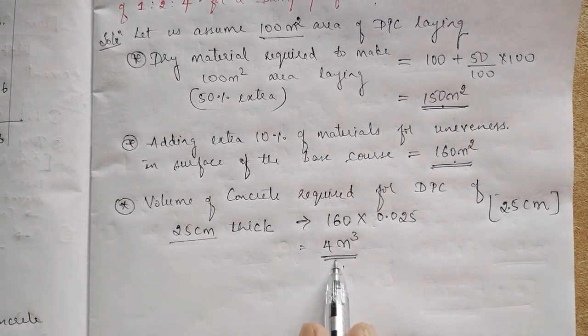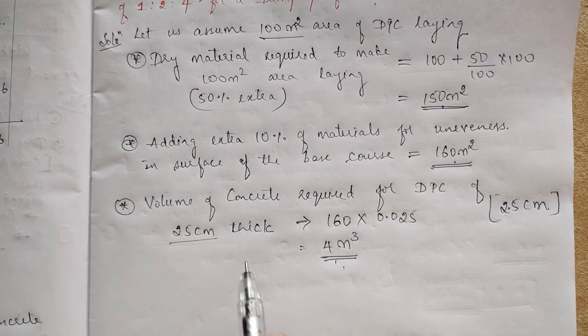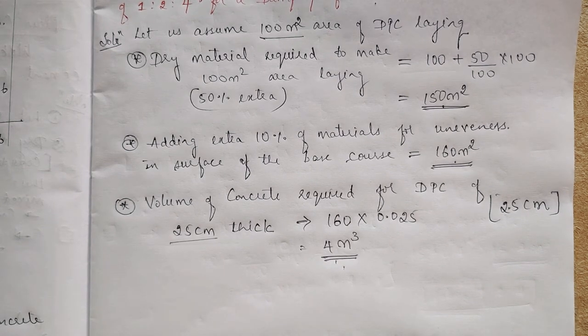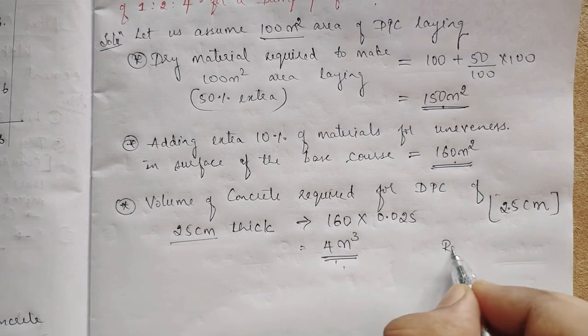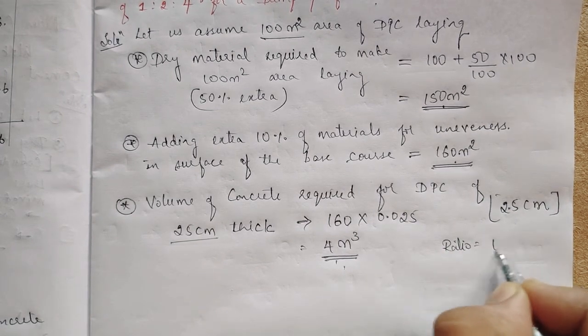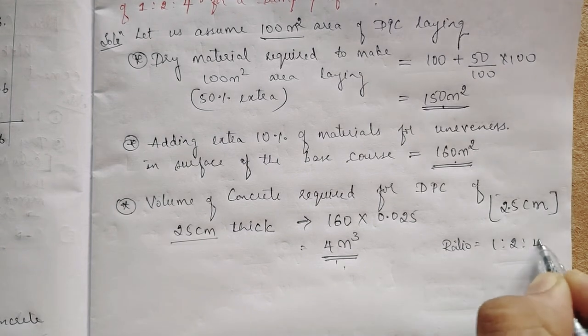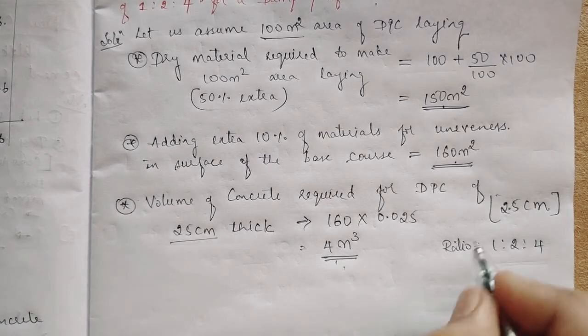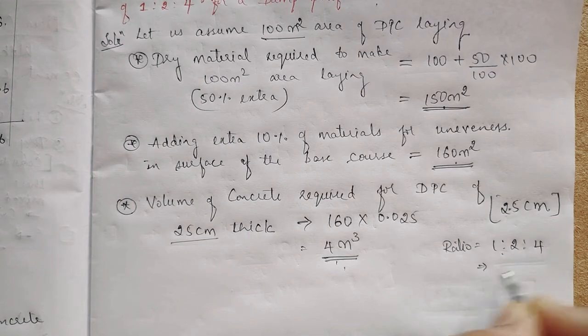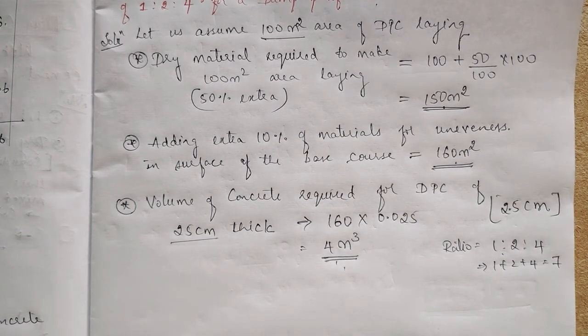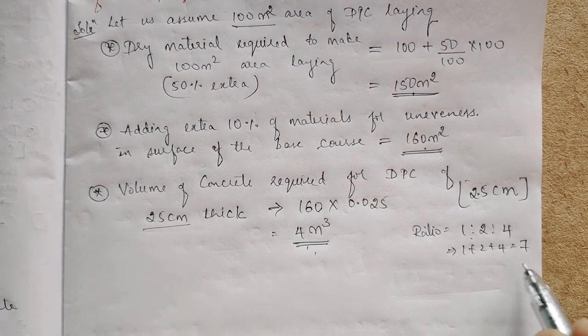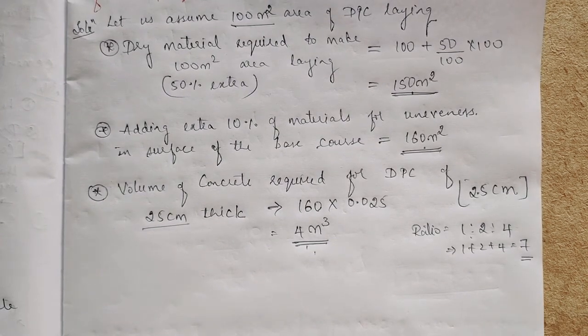Once we get the volume, we can go for our tabulation measurement form. Before that, what is the ratio given? That is 1:2:4, so 1 plus 2 plus 4 will be 7. Ratio given, so total is 7.